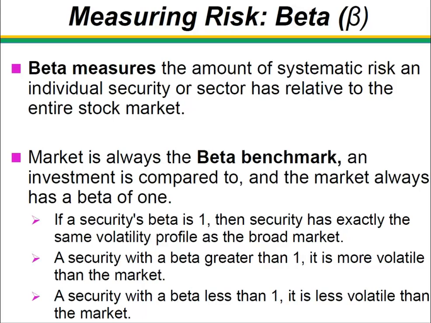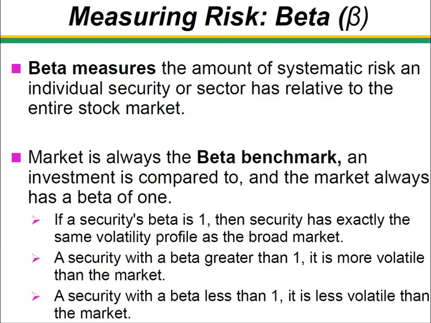Now let's look deeper into beta. It's one of the most important risk measures in modern finance. Beta measures the amount of systematic risk an individual security or sector has relative to the entire stock market. It's a measure of relative volatility, how much more or less volatile an asset is compared to the overall market. The market always serves as the beta benchmark. Every investment is compared to the market, and the market always has a beta of exactly 1 by definition.